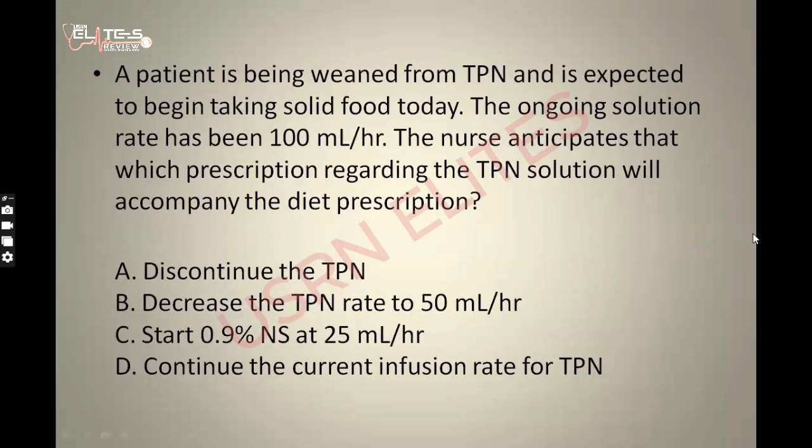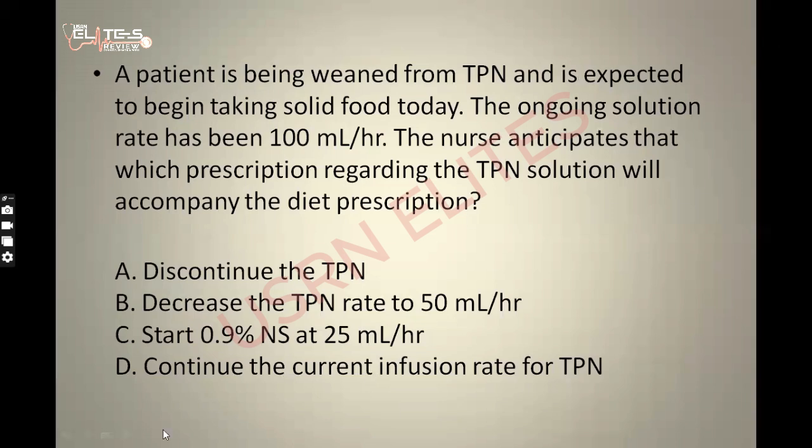My first one: a patient is being weaned from TPN and is expected to begin taking solid food today. The ongoing solution rate has been 100 mils per hour. The nurse anticipates that which prescription regarding the TPN solution will accompany the diet prescription? Who can help with that? If you want to answer, you can raise up your hand.